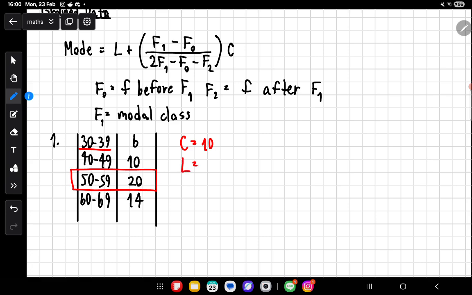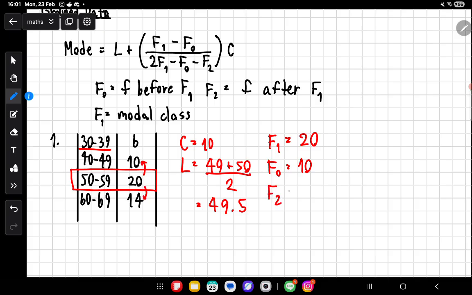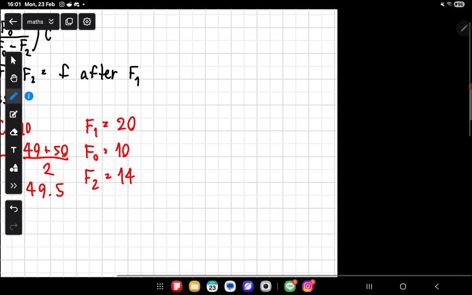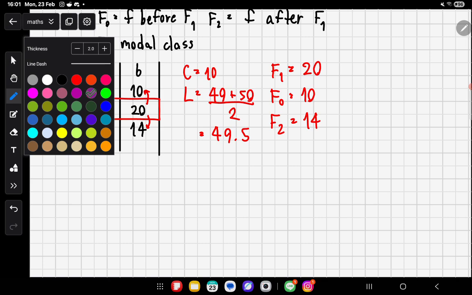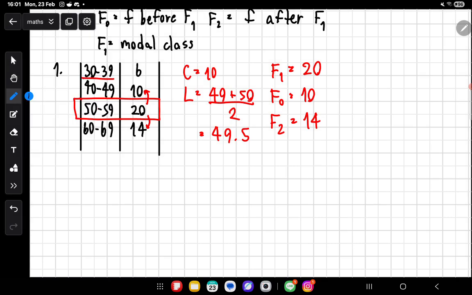So what would L equal? L will equal 49 plus 50 over 2, equaling 49.5. Now we know that F1 is 20 because that's the modal class. F0 will equal 10 because it comes before 20. So F2 equals 14 because that comes after our 20. Now, let's do the final calculation.